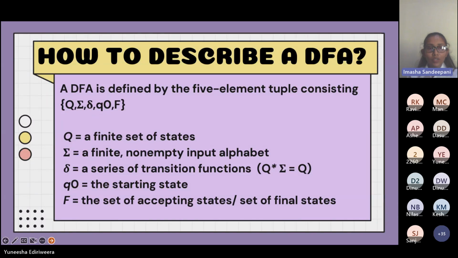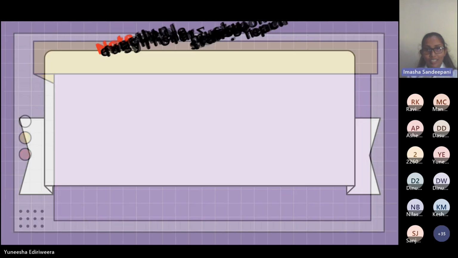Now, let's see how a DFA is described. A DFA is defined as a 5-element tuple consisting of Q, sigma, delta, Q naught, and F. Q represents a finite set of states. Sigma represents the input alphabet. Delta represents a series of transition functions. Q naught represents the starting state, and F represents the set of accepting states. Next slide.